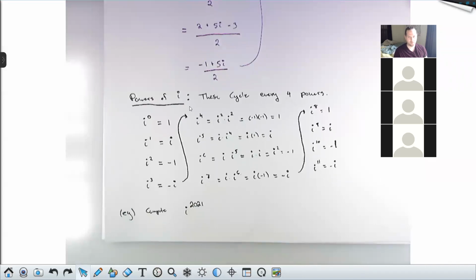Based on this fact that the powers cycle like this, what do you think I to the 2021 will be? We got a 25% chance of just guessing it right. But let's think a little harder than that. What do you think I to the 2020 is? What if we did this last year? Would it be I? Very good. I to the 2021 is I. For what reason?